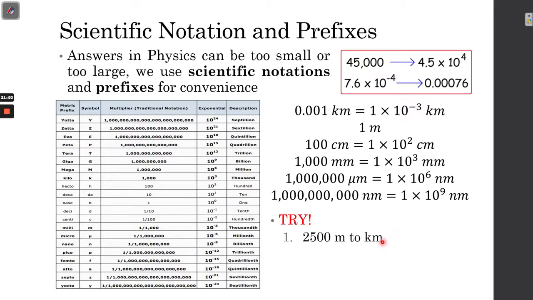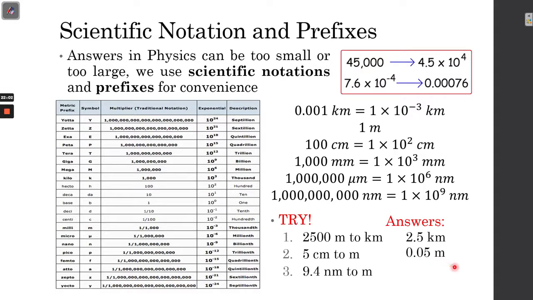So here are some examples. 2500 meters to kilometers is 2.5 kilometers. 5 centimeters to meters is 0.05 meters. 9.5 nanometers to meters is 9.5 times 10 raised to negative 9 meters. A lot of times in physics we'll be doing a lot of this conversion. So now let's talk about how we can answer conversions like this.